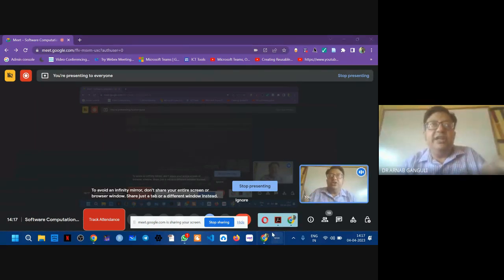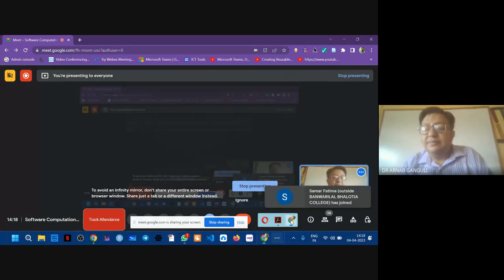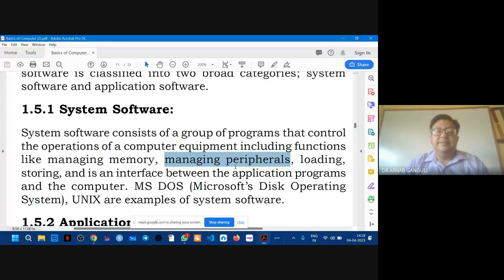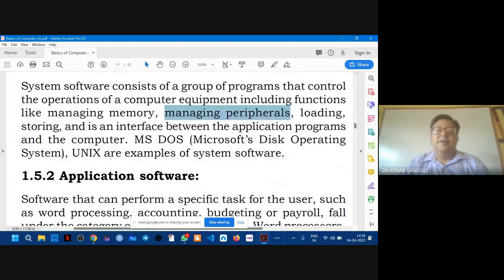I am doing it this way to show these things. And when you are starting the computer, you have a screen coming up, BIOS. Press F2, you will see BIOS opens. That is also a system application.